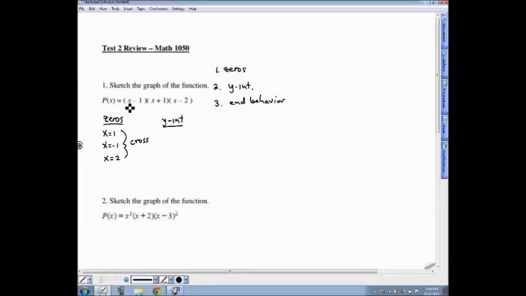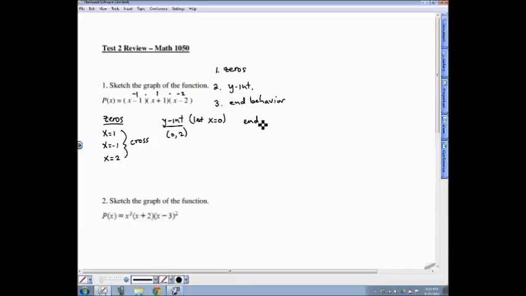Okay, the y-intercept of any polynomial function, or any function for that matter, is found by letting x equal 0. So, if we place a 0 in for all of the x's in this polynomial, 0 minus 1 is -1, 0 plus 1 is +1, and 0 minus 2 is -2. If you multiply these 3 numbers together, you're going to get the point 0, comma 2 as a y-intercept.